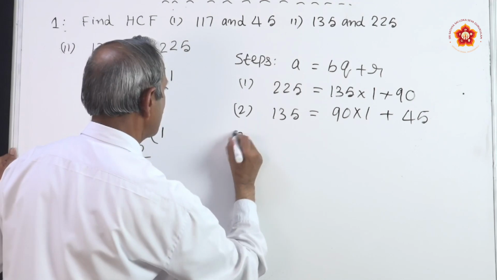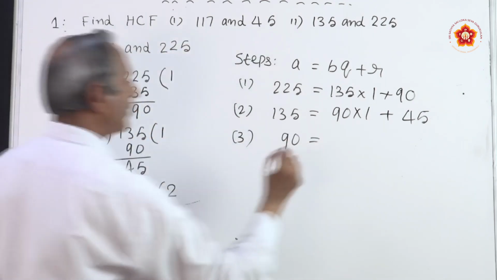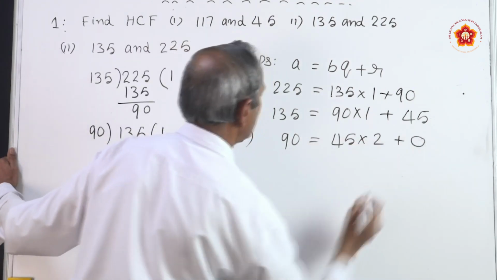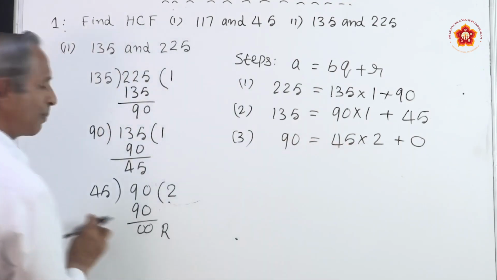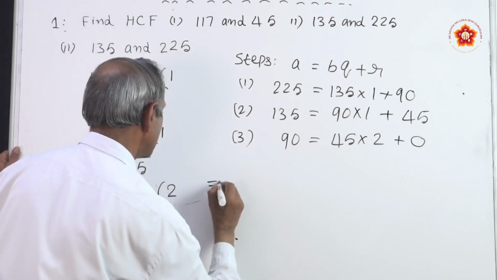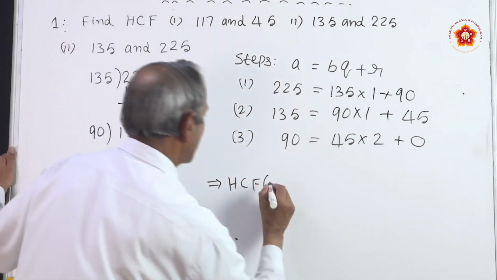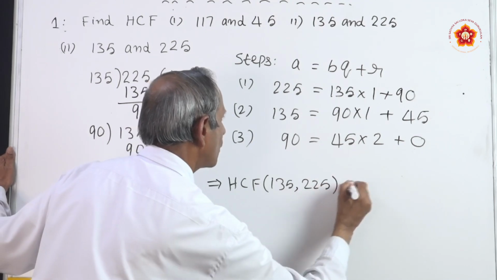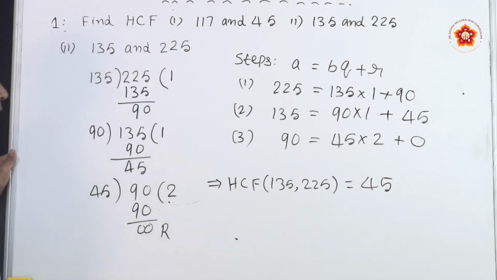Now write the third step. 90 equal to 45 into 2 plus remainder is 0. When remainder is 0, whichever was the divisor, that becomes the HCF. That implies HCF of 135 and 225 equal to 45. Now using this algorithm, we can find the HCF of any given numbers.